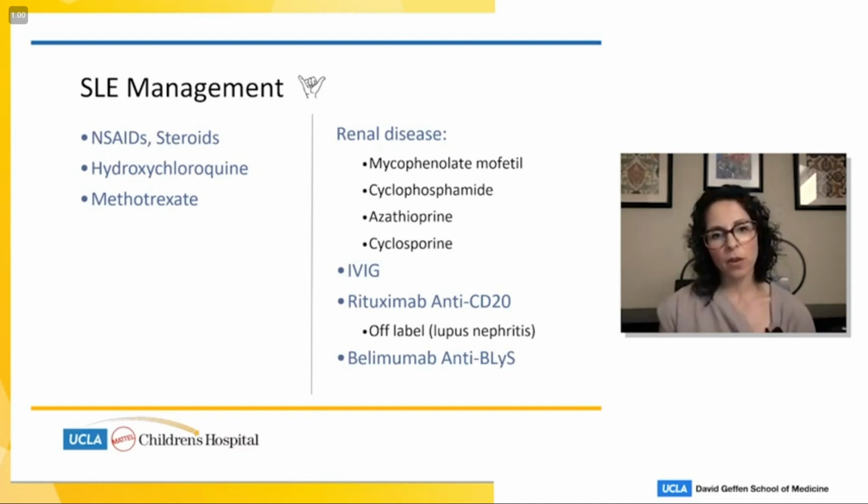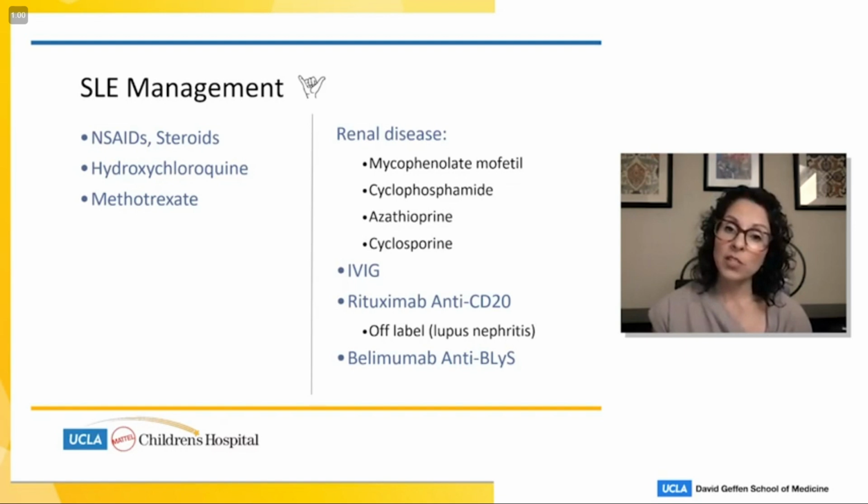Depending on the organ systems involved, they may require methotrexate for their arthritis. Renal disease, it depends on what the pathology shows. Every lupus patient that develops proteinuria requires a kidney biopsy, so we work very closely with our nephrology colleagues. And listed below is Benlysta, or belimumab, which is a new medication approved for lupus.